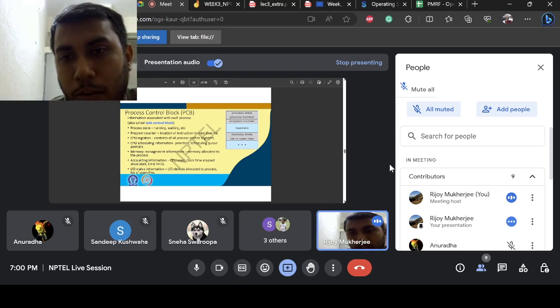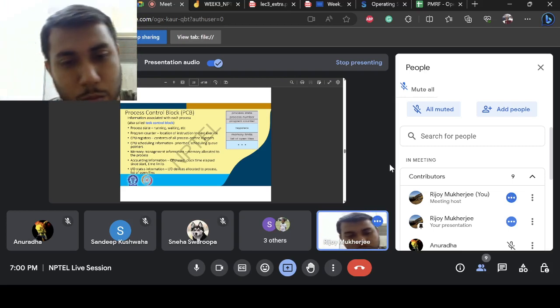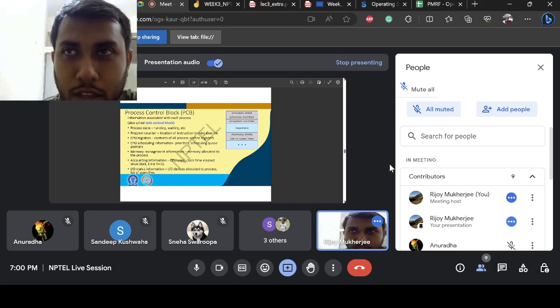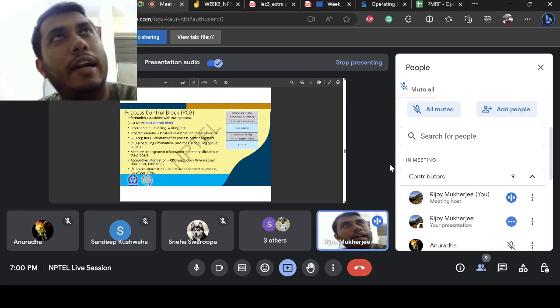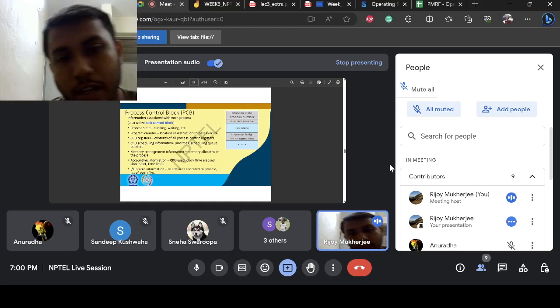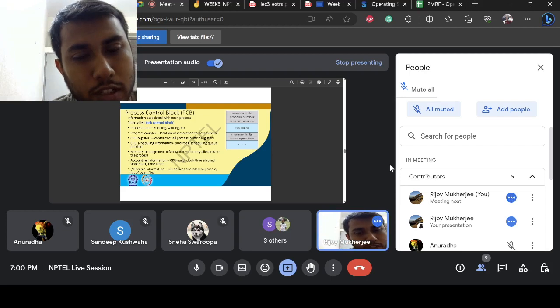Then there is IO status information: IO devices allocated to the process, a list of open files. Let's say you have written a C code and it's currently using two files, file F1 and file F2, and then you have another C code which accesses files F2 and F3. So F2 is being used by both programs.